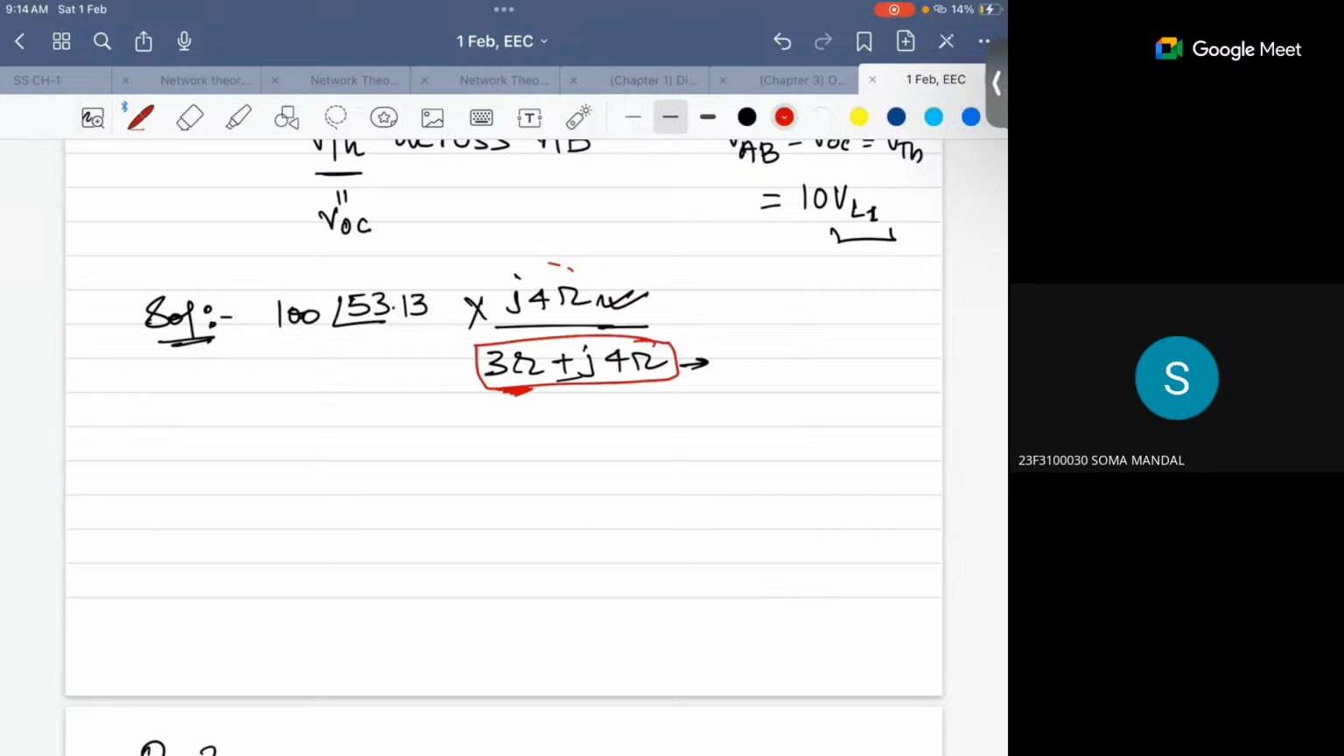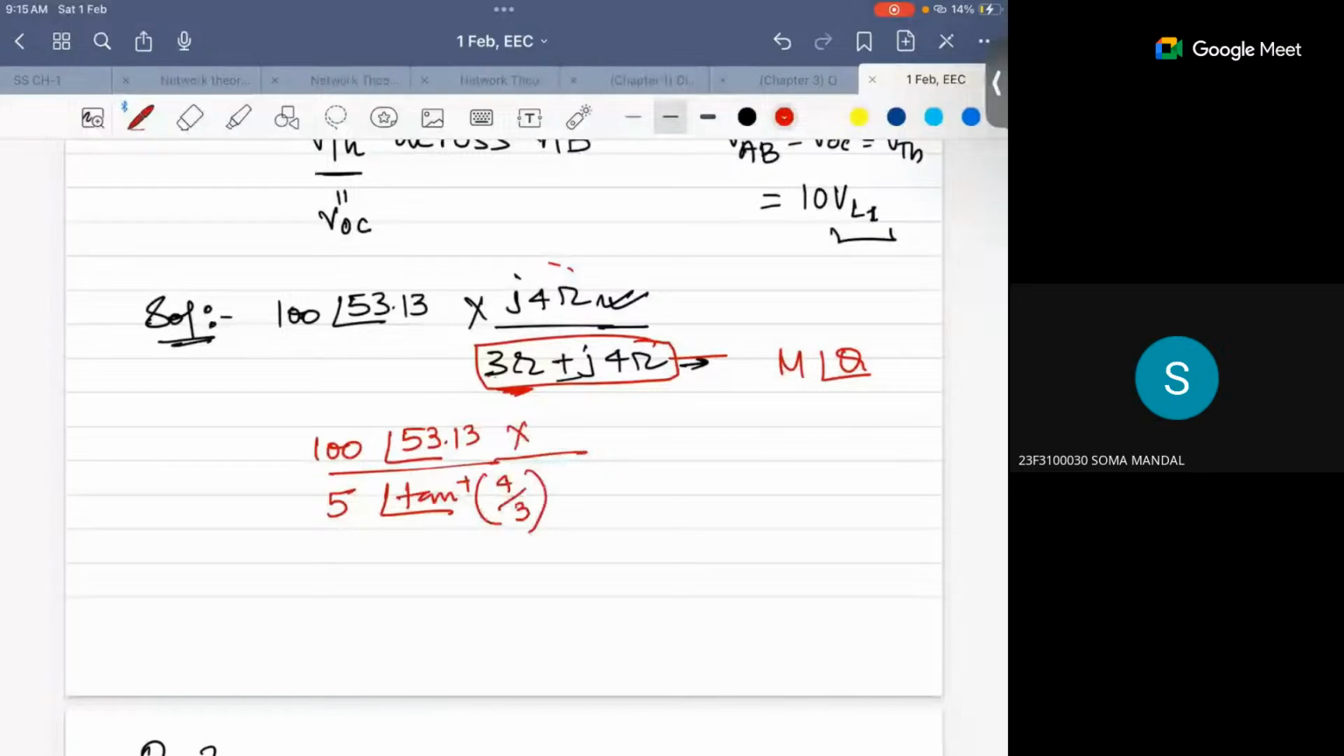So if we write it in the polar form, we'll be left with 100 times 53.13 upon this. If you calculate this, you can write it in the form of magnitude and angle, correct? So the magnitude is the square root of 3 square plus 4 square, so 5. And the angle, if you calculate it, will be tan inverse of 4 upon 3. That is also 53.13 times j4.